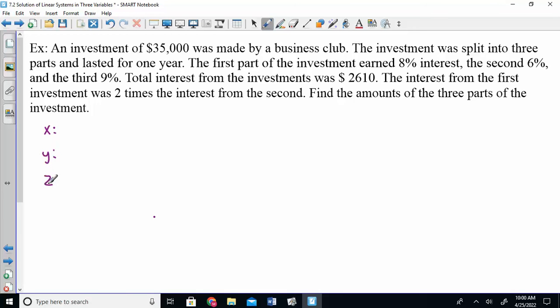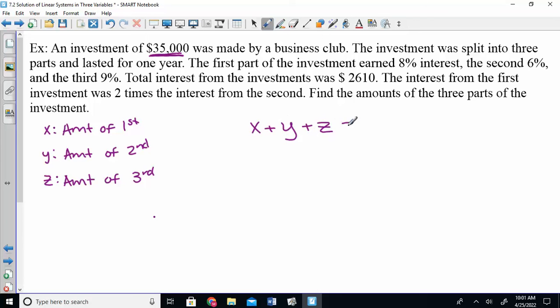So x would be the amount of the first, y the amount of the second, z the amount of the third. All right, so if we have 35,000 altogether, what's my first equation? x plus y plus z equals 35,000.